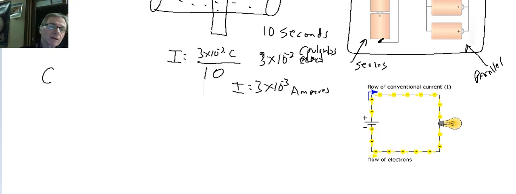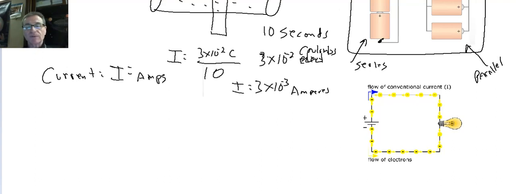So current is given the letter I, and it's measured in amperes, or amps for short. I think most of us have probably heard about amps. We have 20 amp circuits in our house or 15 amp circuits in our house. So we've probably all heard of the ampere before. Okay, so current flows in a circuit. All right, electrons flow from one side of our voltage source to the other side.